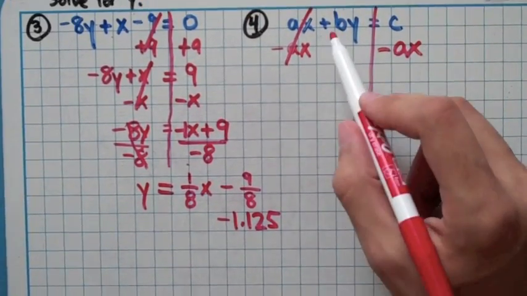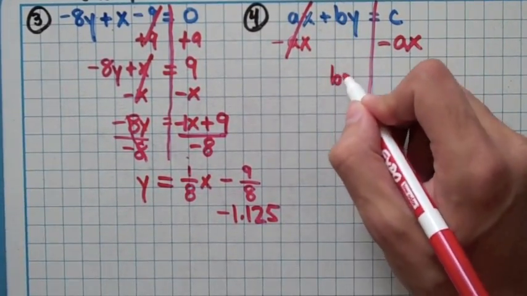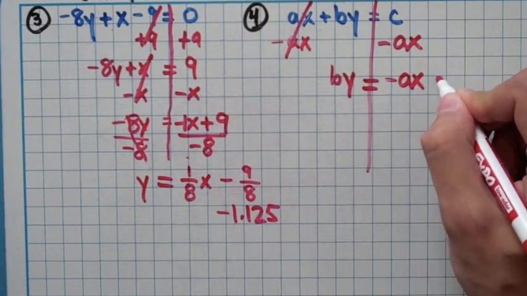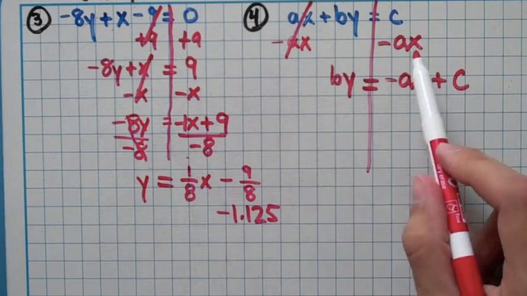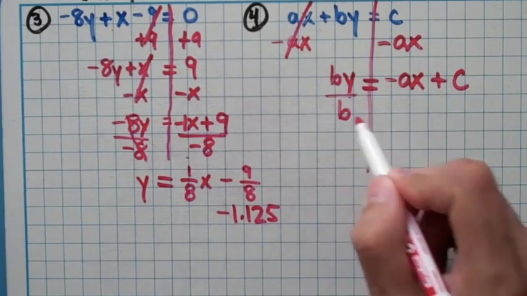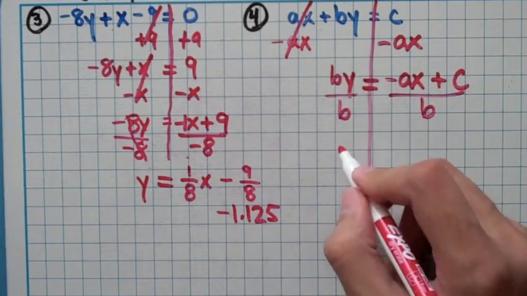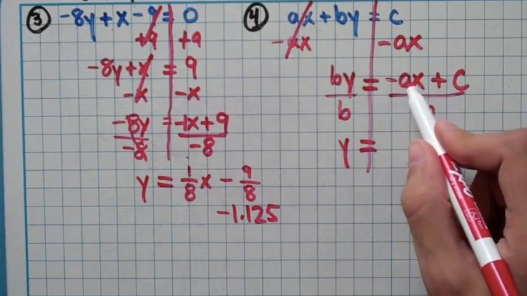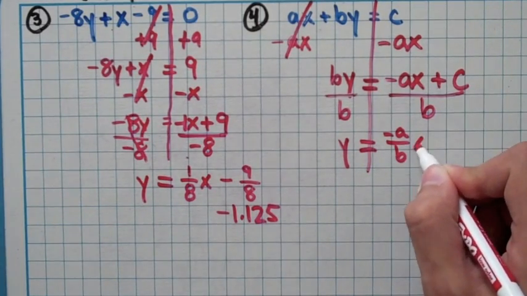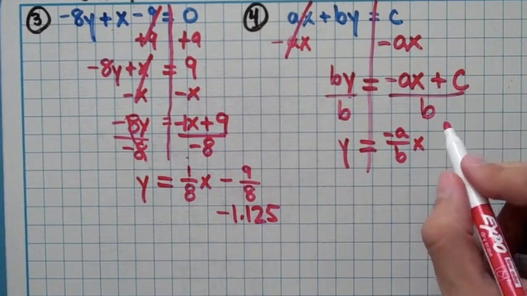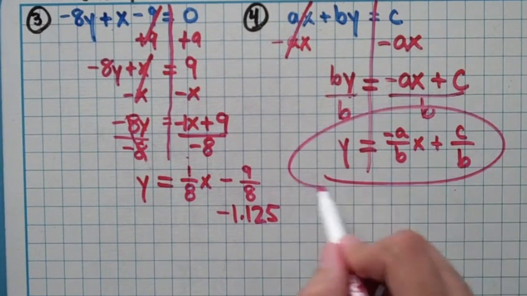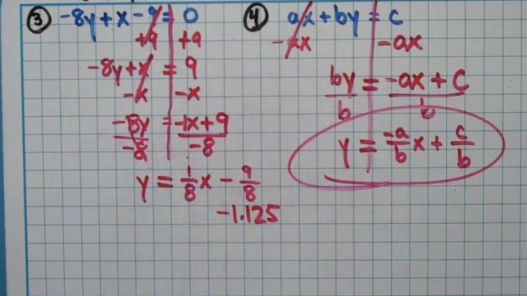These all get canceled. I just get by left over. And on this side, I'm just going to have negative ax plus c. Rewriting it just like the other problems we've done. Well, to get y by itself, we're going to divide by b, and we get y equals negative a over b. There's really nothing you can do with that. Can't really reduce it or anything. It's just negative a over b x plus c over b. So this would be our final equation solved for y.